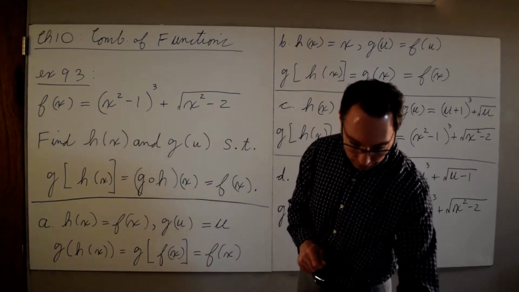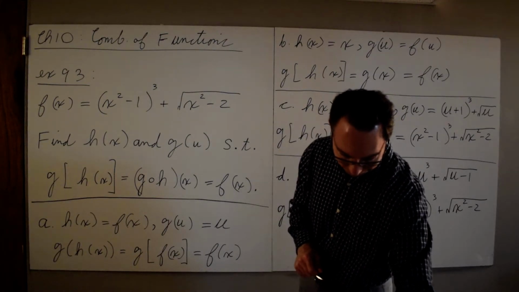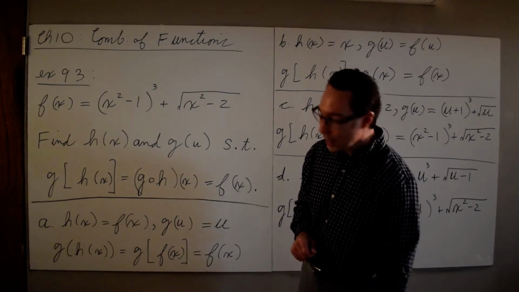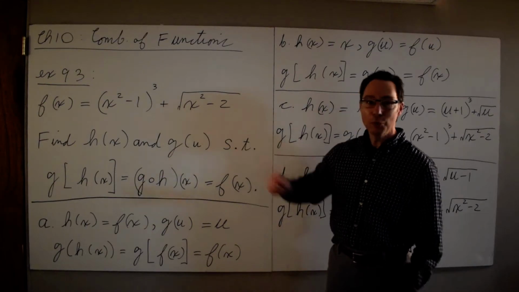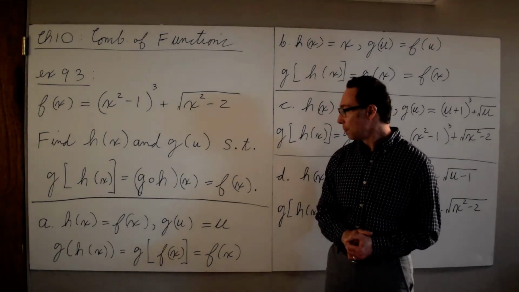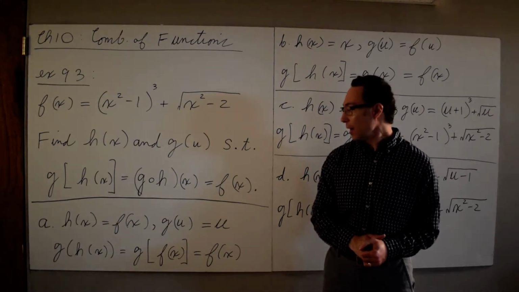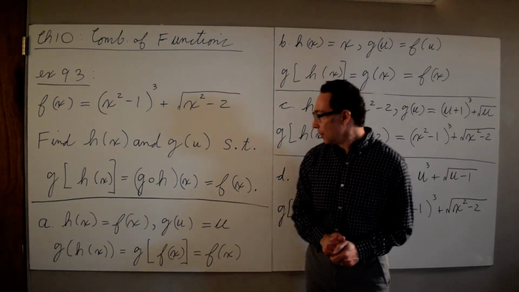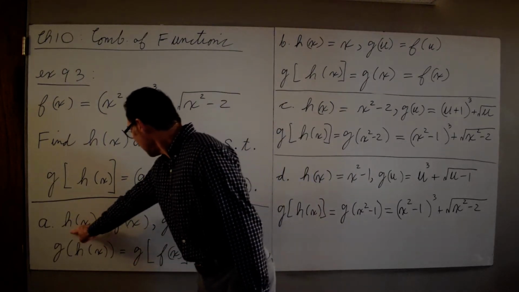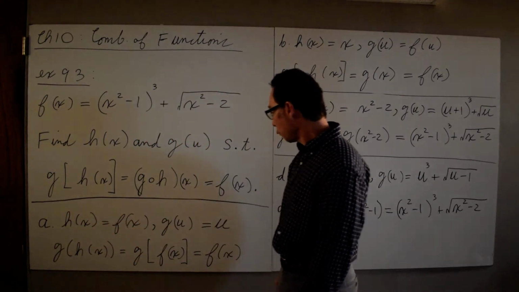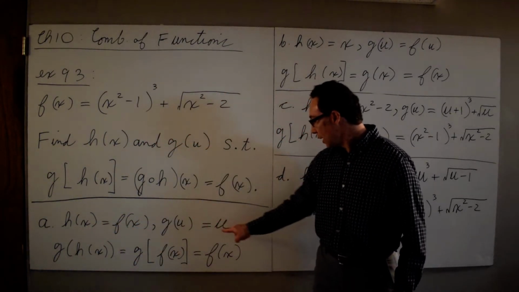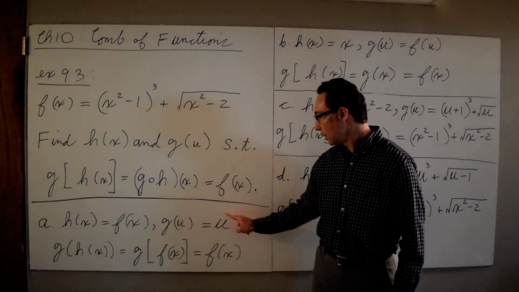Actually, I didn't say anything, but there are literally infinitely many solutions to this problem. Parts A and B are a little bit cheating, and I'll explain why in a moment. But in part A, we just let h of x be the function itself. And then we let g be the identity function. So g of u is equal to u.